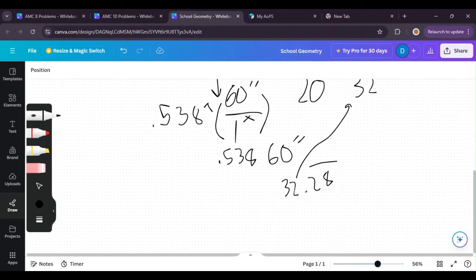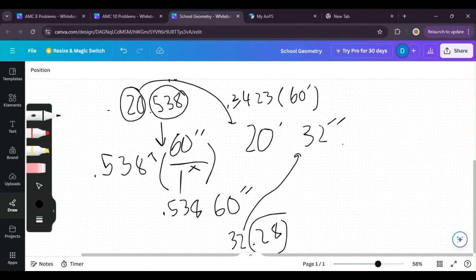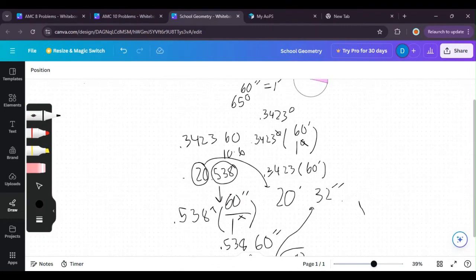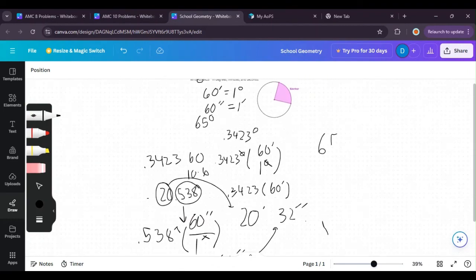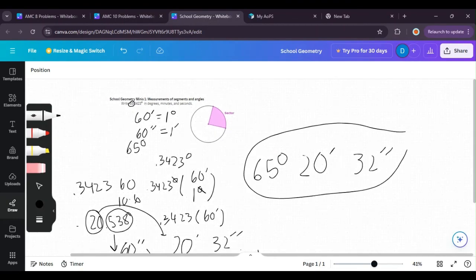And usually in the problem you don't keep the 0.28 seconds left over. However, we're just going to write that it is 65 degrees, 20 minutes, and 32 seconds. So that is your answer. Obviously, you have that left over.